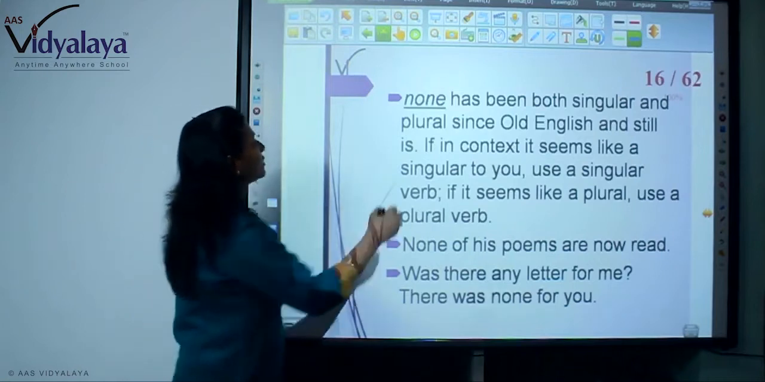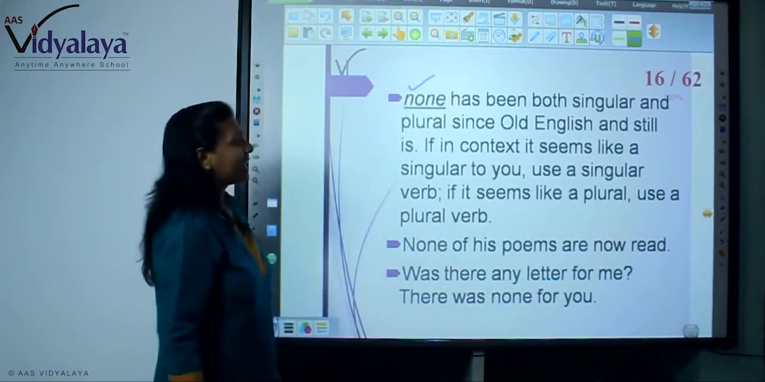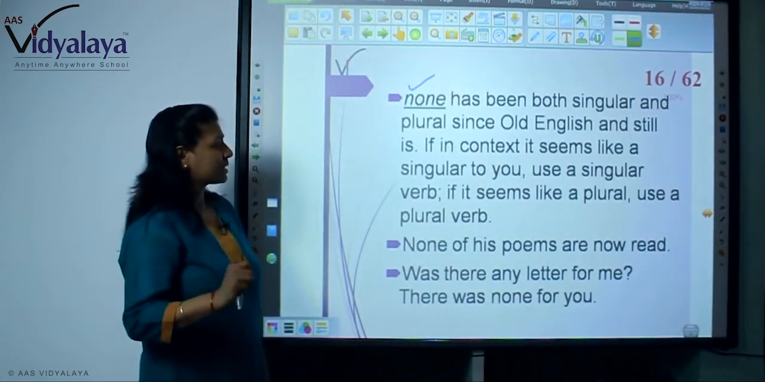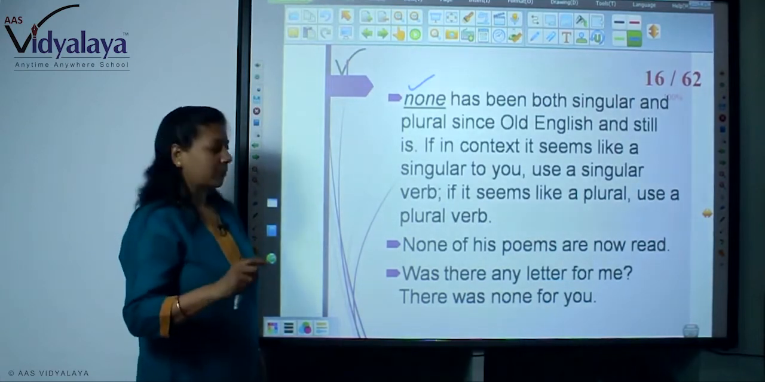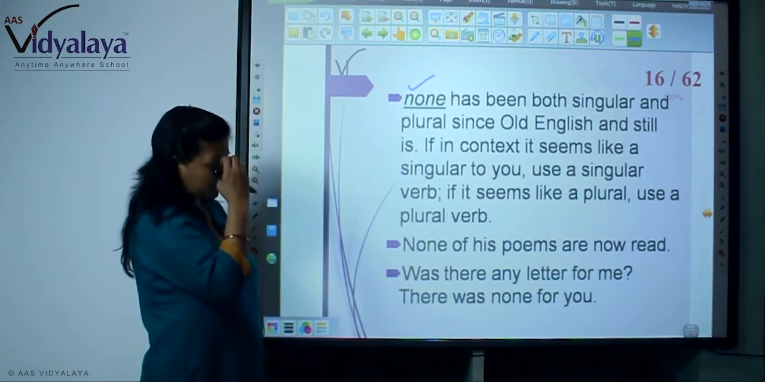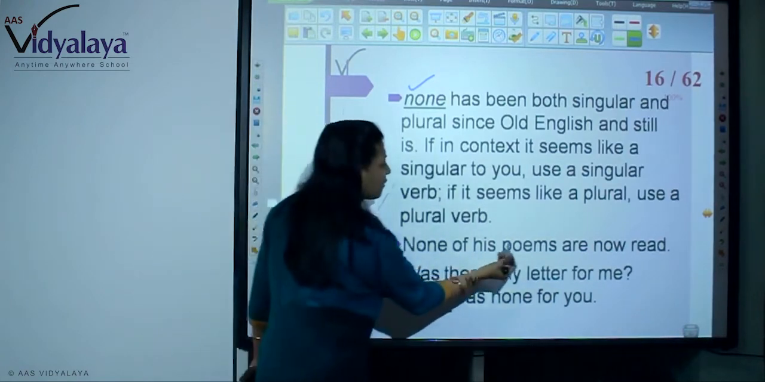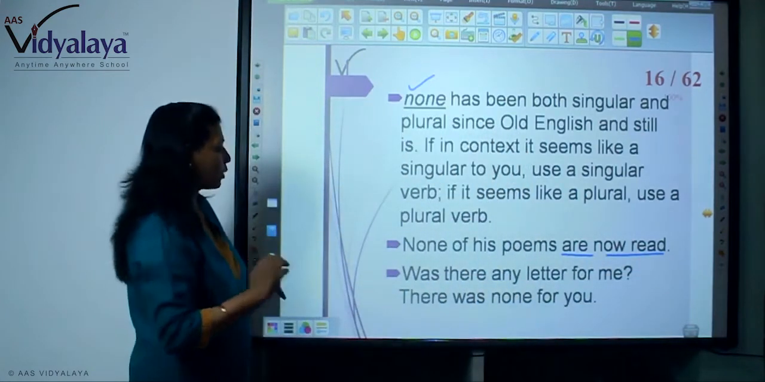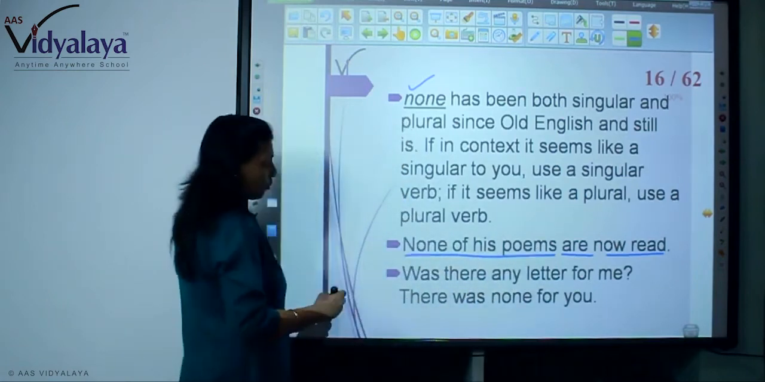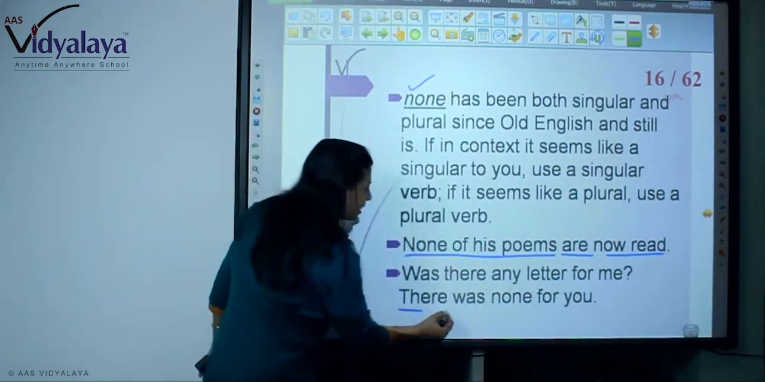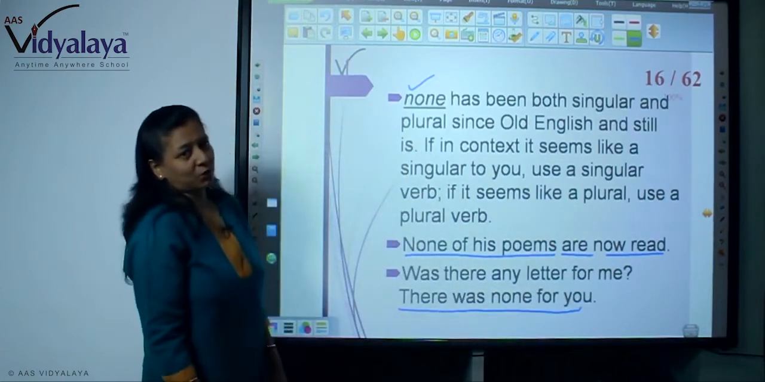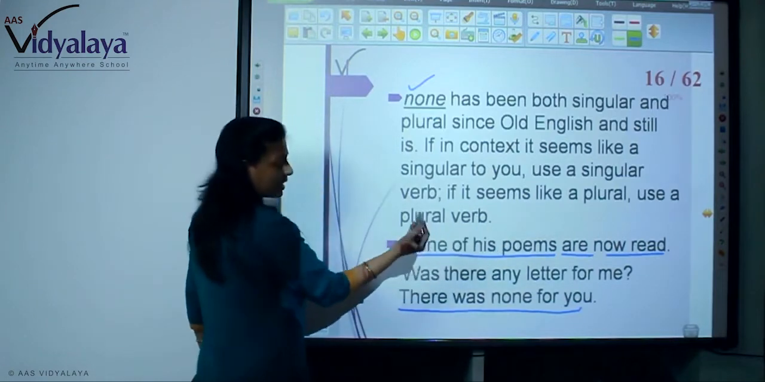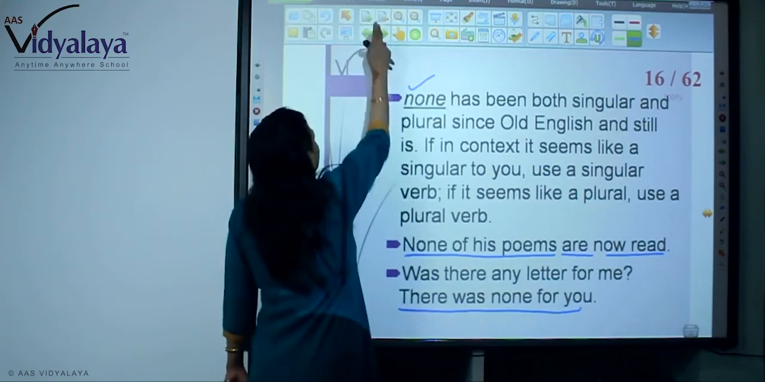Now, none. It's very confusing. None has been both singular and plural since Old English. If in context it seems singular to you, use a singular verb. If it seems plural, then use plural. For example, none of his poems are now read. We are not getting any of his poems. Now, was there any letter for me? There was none for you. No letter for you. So, here none is singular, with the verb according to the subject. In the poems example, none is plural.